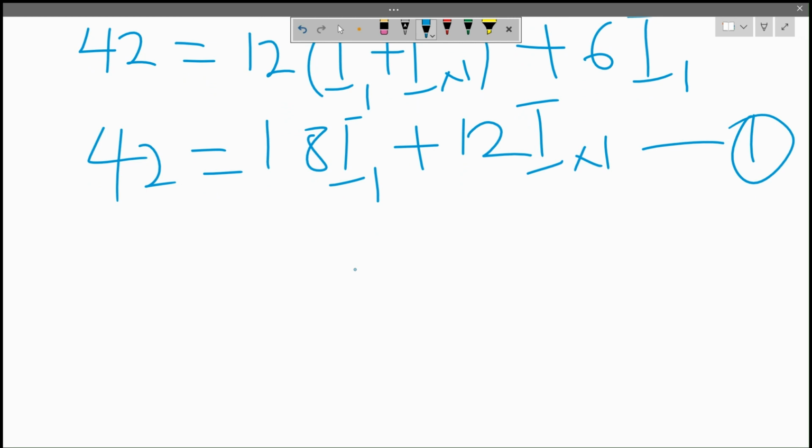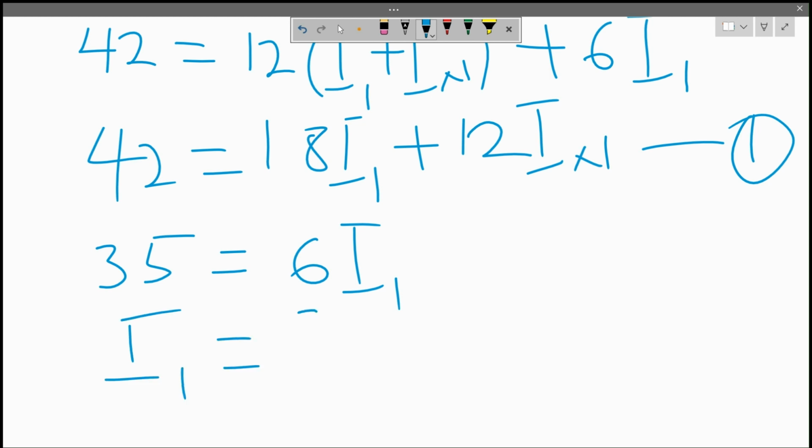From the second equation, we can have this equal to 6I1. Solving for I1, we'll have 35 over 6 amp.